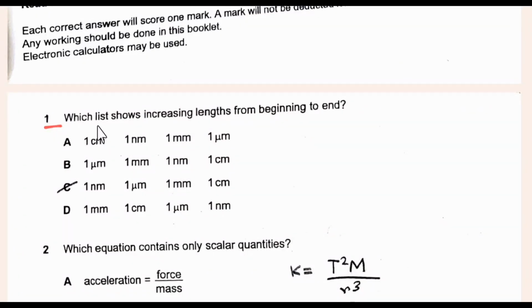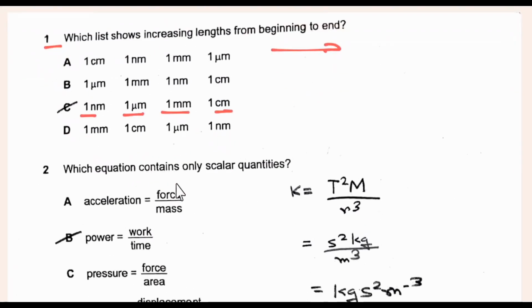Number 1. Which list shows increasing length from beginning to end? Since all are ones, the highest length would be centimeter, then millimeter, then micro, then nano. Centimeter is 10 to the power negative 2, millimeter is 10 to the power negative 3, micrometer is 10 to the power negative 6, and nanometer is 10 to the power negative 9. So this is the sequence.